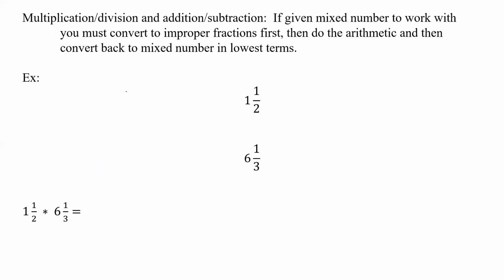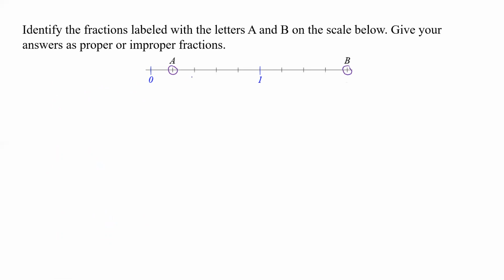So what we need to do is figure out the intervals here. So how many pieces do we have in here? So we have 1, 2, 3, 4, 5. So this is broken into 5 parts, and we're at the first part here. So that's going to be 1 out of 5.